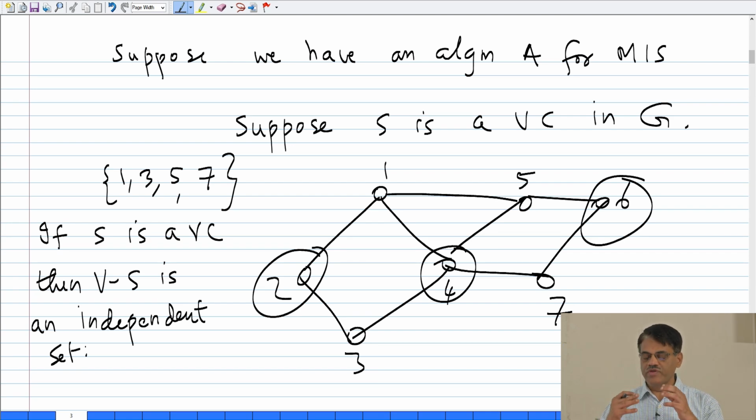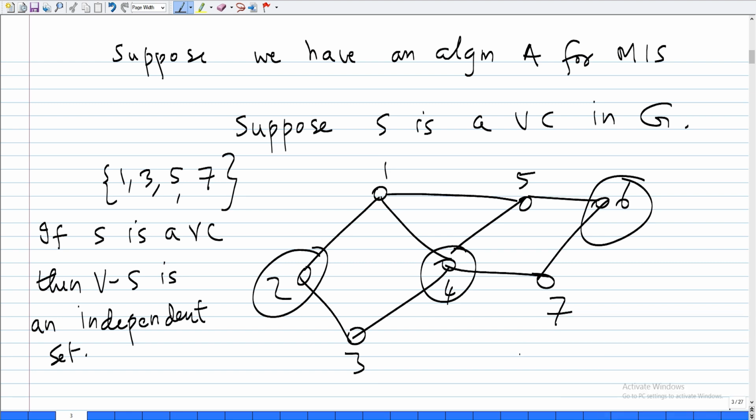And so, what is my algorithm? If you have an algorithm which takes my graph A and gives me a max independent set, I will take the set complement here, and that is a minimum vertex cover. So, if I want a minimum vertex cover, run your max independent set algorithm, look at its output, take the complement set, that is a minimum vertex cover, right.